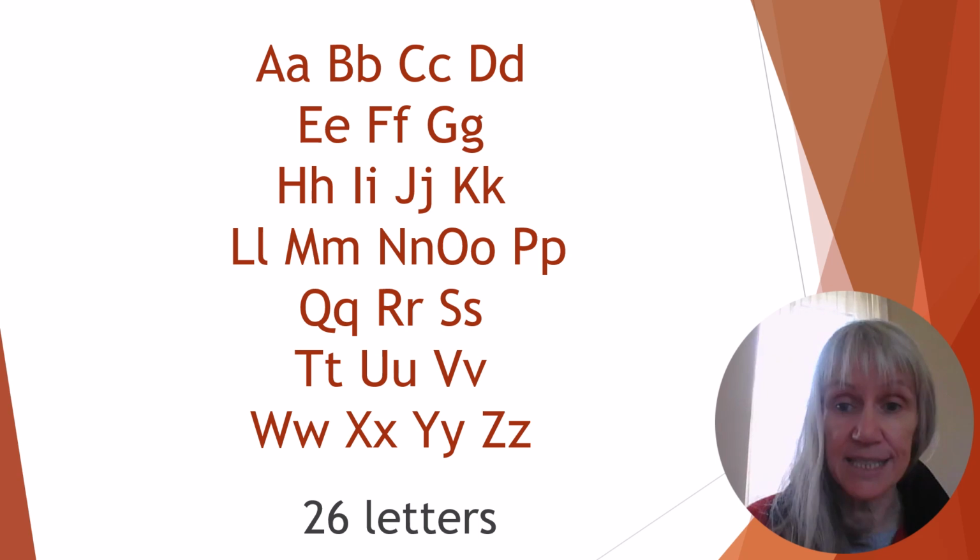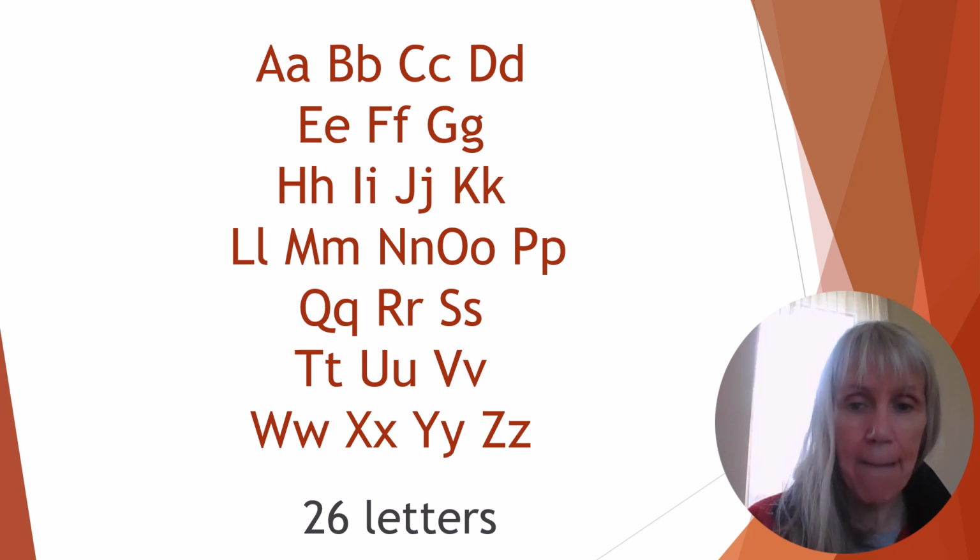First four, A, B, C, D. The next section is 3, E, F, G. The next section is in 4s, H, I, J, K. Next is a 5-rounder, L, M, N, O, P. Now we only have to remember 3, Q, R, S, and then T, U, V, W, X, Y, and Z.